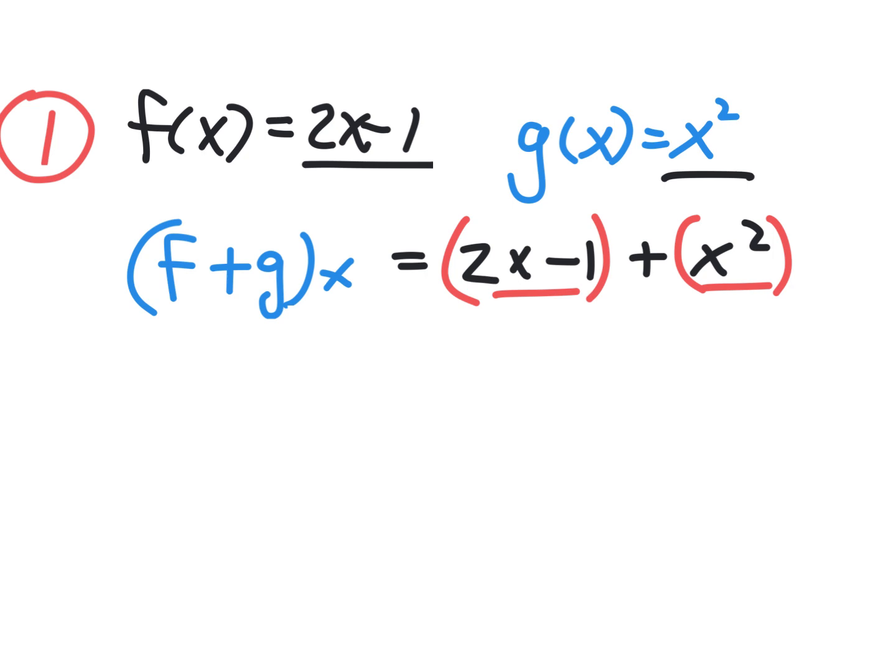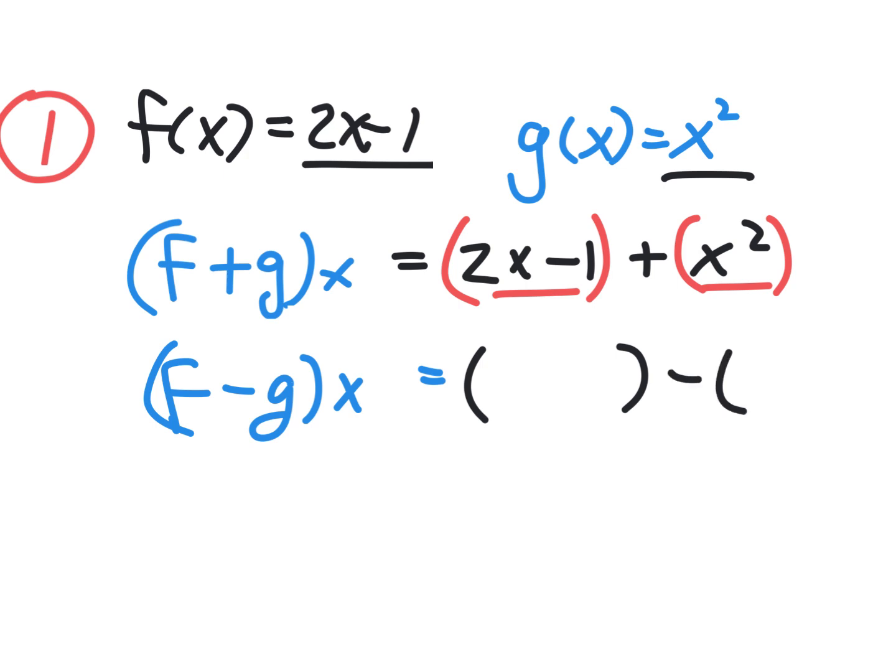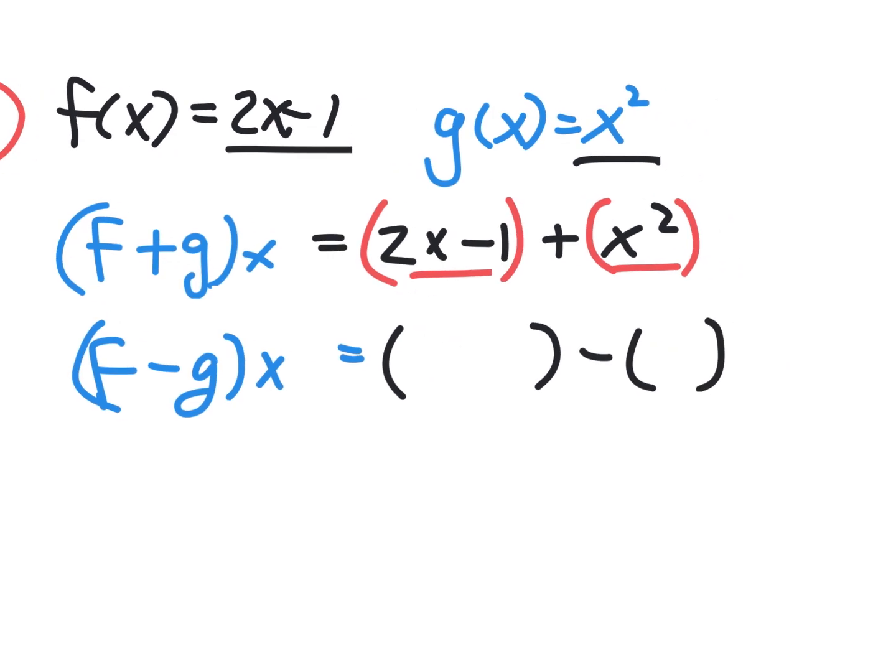Would you please read me what's the next one, Jack? F minus g. F minus g of x. So here's my two functions. My f function minus my g function. Notice the parentheses. Okay, so now my f function, 2x minus 1. My g function, x squared. And you're like, Mr. Server, those parentheses didn't really matter.